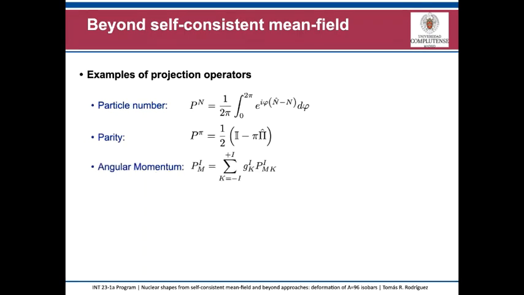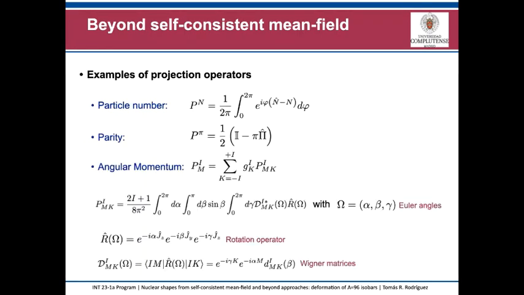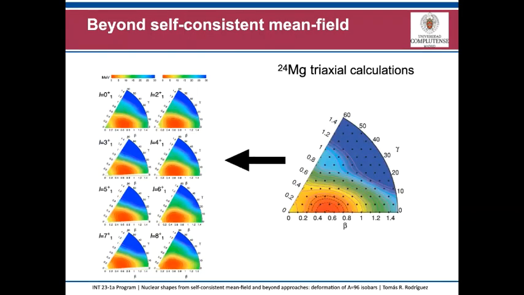For parity and the angular momentum, you have to do this triple integral in the Euler angles to restore the angular momentum of the system, and these are normally parameterized by the Euler angles. So this is typical stuff, and I think Benjamin was commenting something about that. Okay, good. So this is the way we restore the symmetries, and let me show you some examples of how it works.